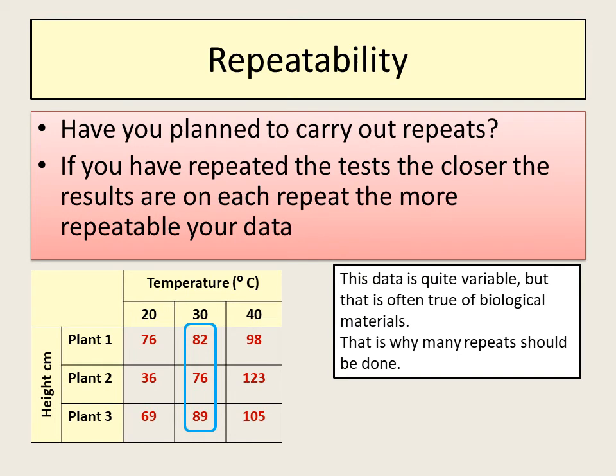The data is going to be quite variable anyway, but that's always true of biological materials, and that's another reason why it's so important to do lots of repeats. So if I was planning this investigation, I would probably be planning to have at least 10 plants at each temperature, and that would give me a much more representative set of data. So the data would be variable, but we'd get a lot more that was closer together.